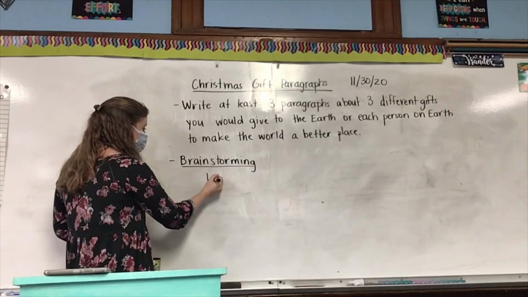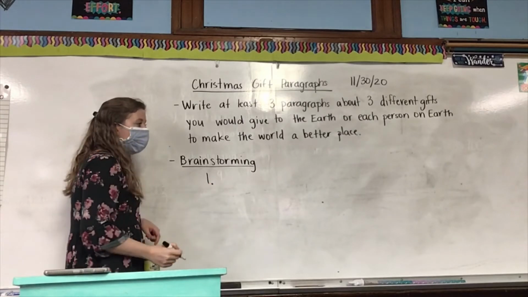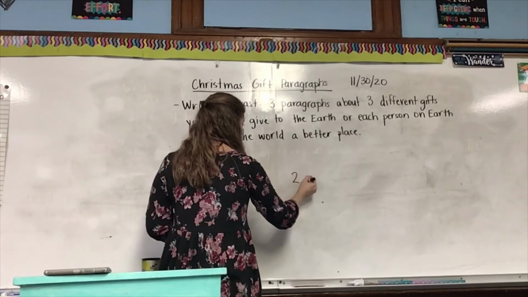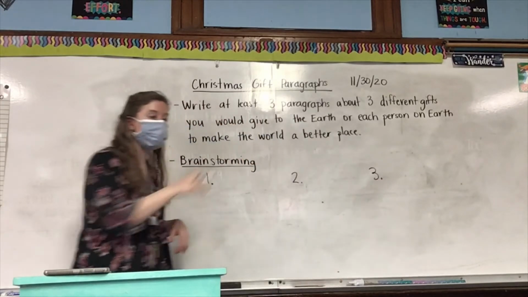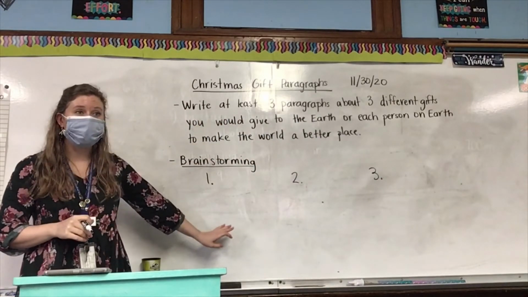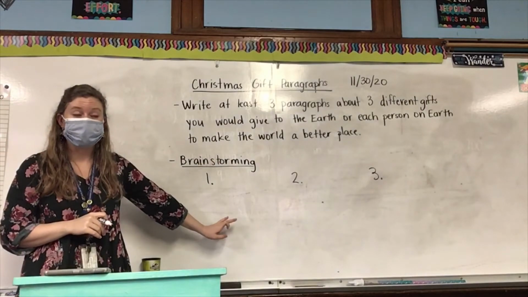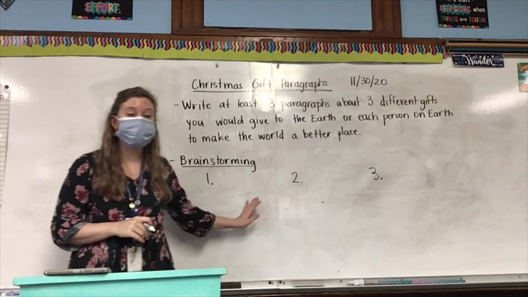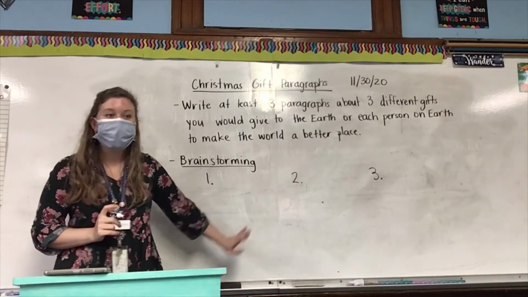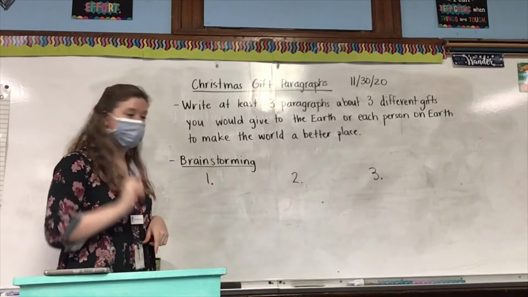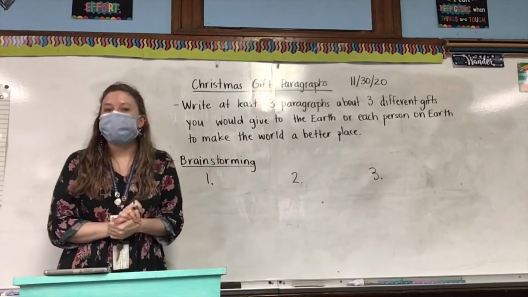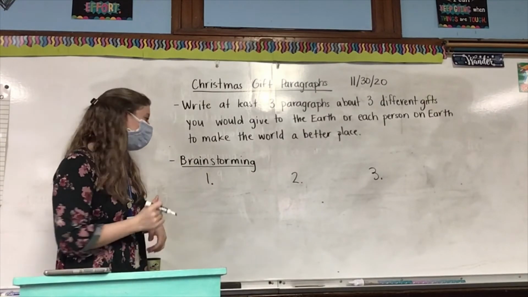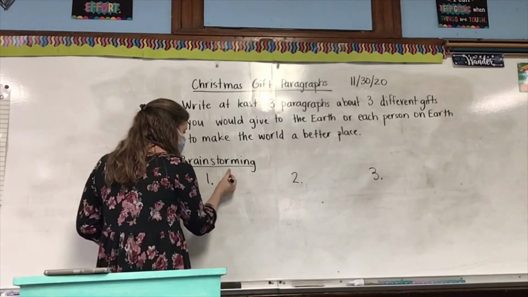Here's my first gift, my second gift, and my third gift. So I'm going to list my 3 gifts, and then underneath each one, I'm going to think of 3 to 5 reasons, no less than 3, no more than 5, why I would give this. And remember, you can't do these same things. So the first gift I would give would be a coat for each person.